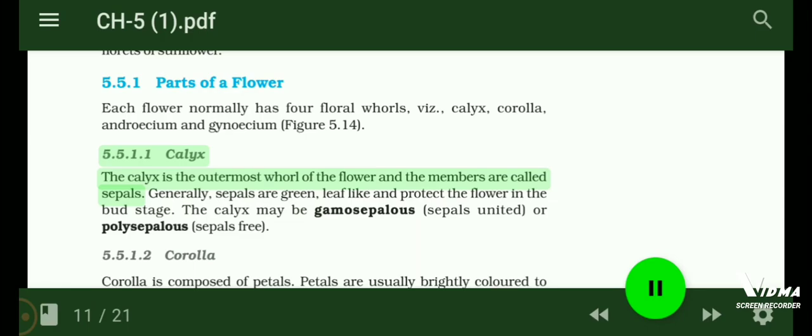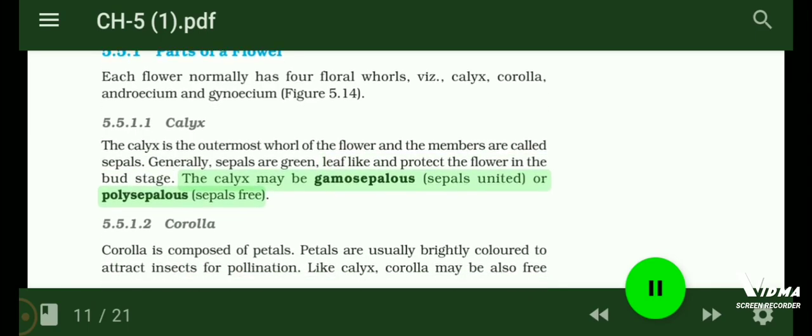5.5.1.1 Calyx. The calyx is the outermost whorl of the flower and the members are called sepals. Generally, sepals are green, leaf-like and protect the flower in the bud stage. The calyx may be gamosepalous, sepals united, or polysepalous, sepals free.